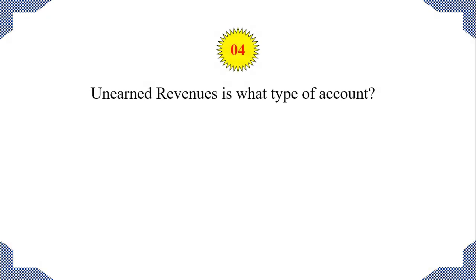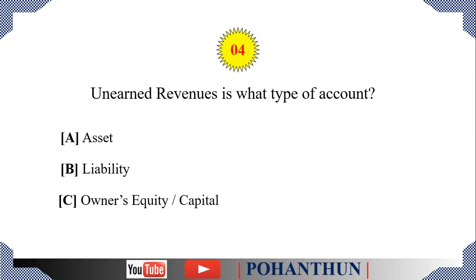Question number 4. Unearned revenues is what type of account? Option A, assets. Option B, liability. Option C, owner's equity or capital. So the right answer is option B, liability.